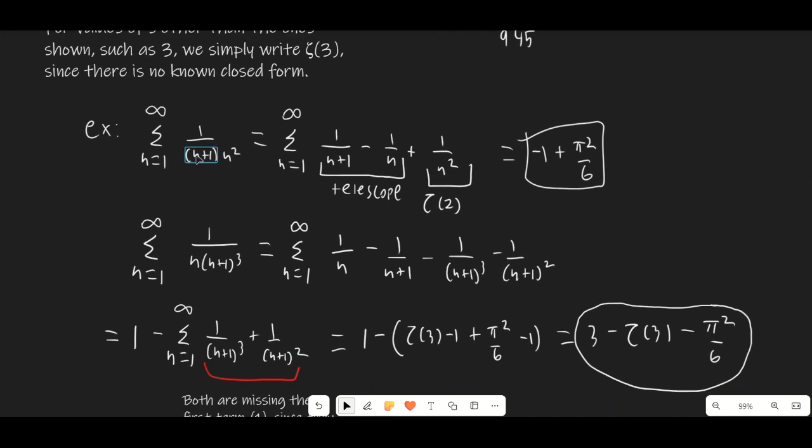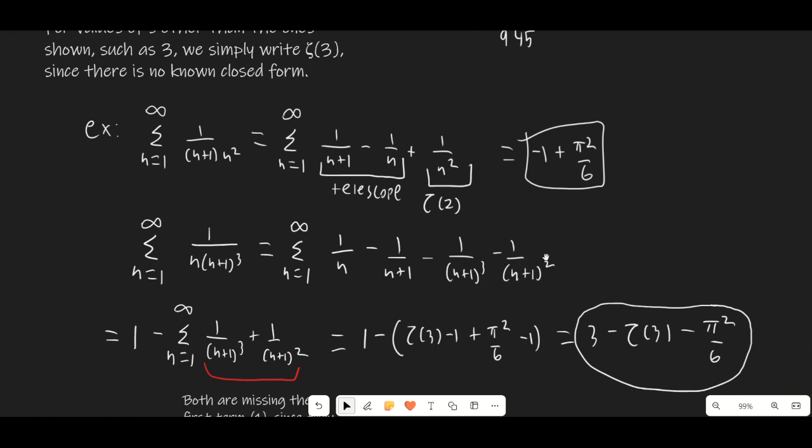In this first example, we're evaluating the sum from n equals 1 to infinity of 1 over n plus 1 times n squared. This is the same, after we do partial fractions, as the sum from n equals 1 to infinity of 1 over n plus 1 minus 1 over n plus 1 over n squared. Now, this 1 over n plus 1 minus 1 over n is just a telescoping series, similar to what we just did previously. And this 1 over n squared, notice that this is the sum from n equals 1 to infinity of 1 over n squared, which is just zeta of 2, which is pi squared over 6. So that gives us our answer right here.